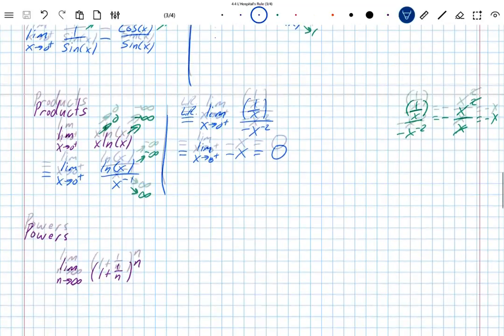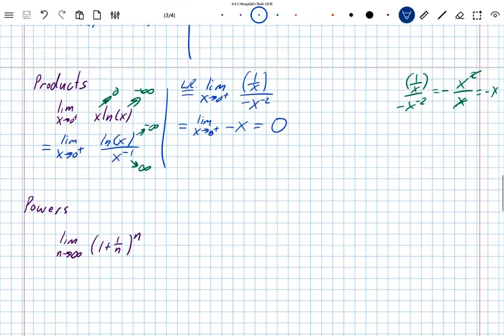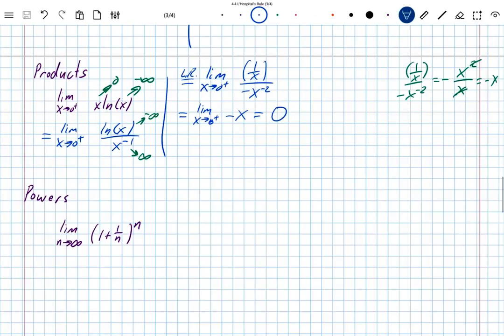What about with powers? I'm super curious if you actually know what this is. The limit as n goes to infinity of (1 plus 1 over n) to the n. This is a very famous limit. I'll talk about why in a second and why I'm using n's. Okay, so inside of here, 1 over n is going to 0. So this is going to go to 1.